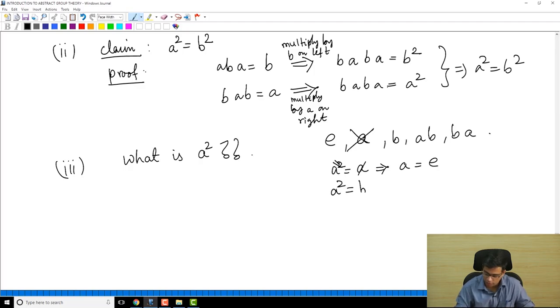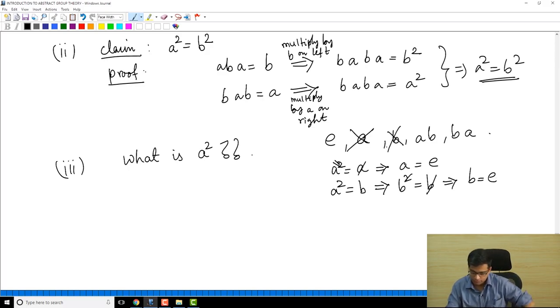Can A squared be B? If A squared is B, A squared is also equal to B squared, right? So B squared is B, because A squared is B squared and A squared is B. That means B is E. That's not possible. So A squared cannot be A, and A squared cannot be B.